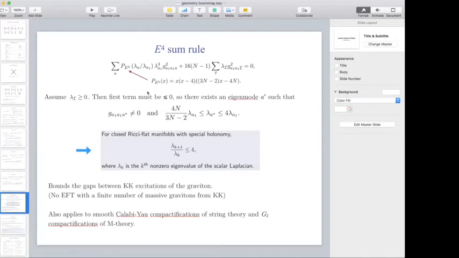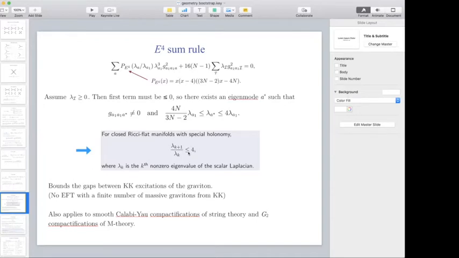So this shows now that for any closed Ricci flat manifold, such that this positivity condition is true, there's a bound on the ratio of sequential eigenvalues: the k plus 1th eigenvalue can never be more than 4 times greater than the kth eigenvalue. So what this does is bound the gaps that you can have between Kaluza Klein excitations in the Kaluza Klein spectrum. So you can't have a situation where you have a Kaluza Klein theory with an enormous gap between some of the modes.